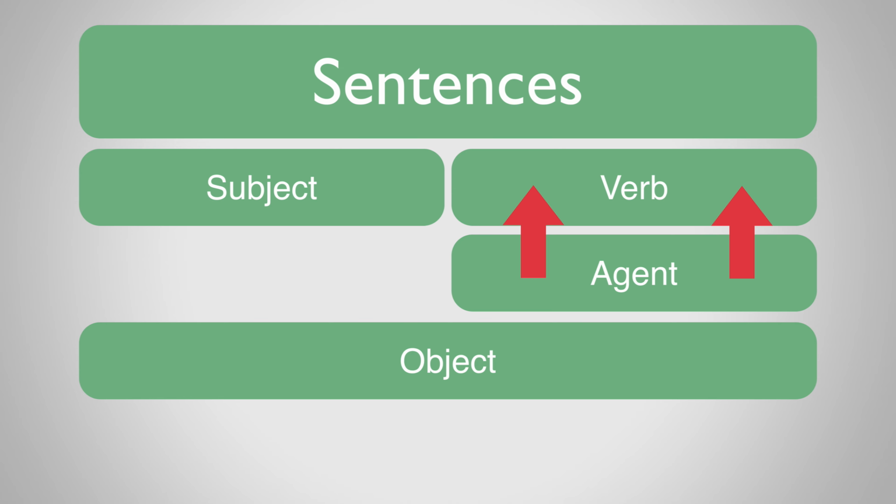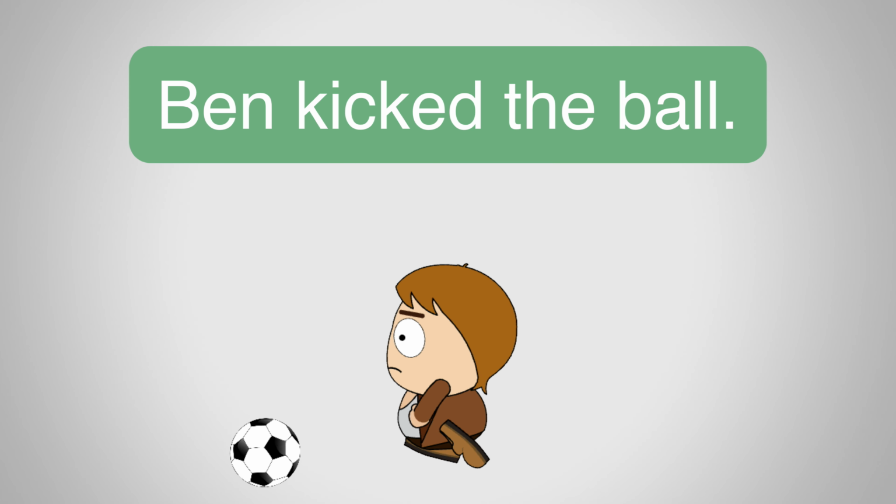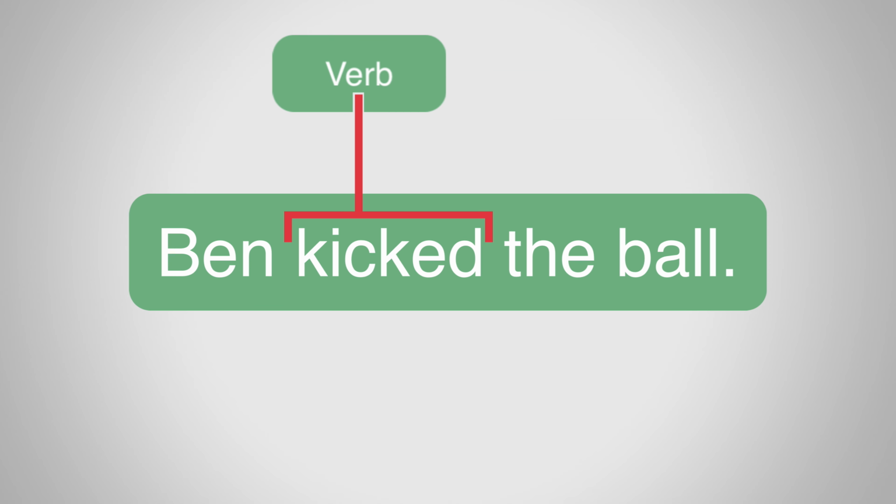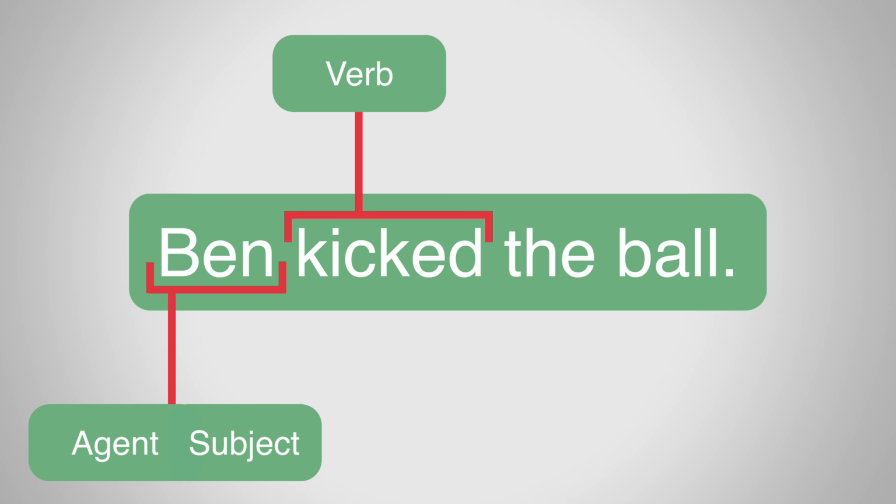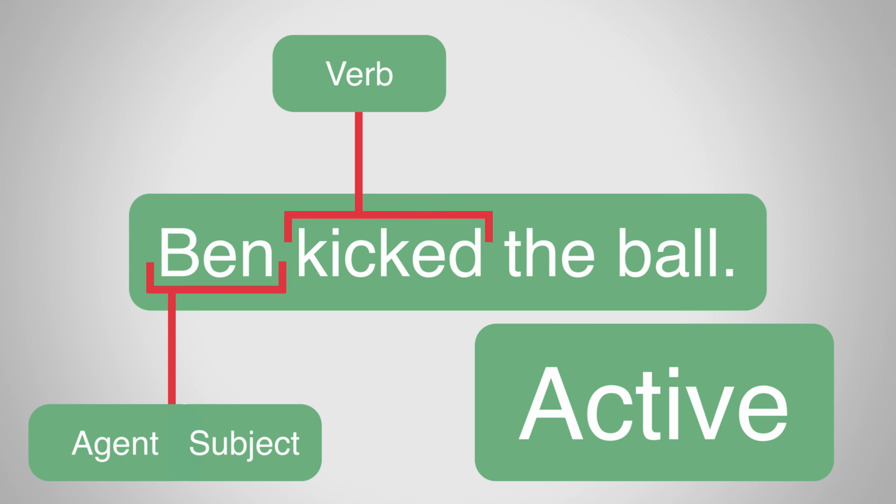Take a look at this sentence. Ben kicked the ball. The verb here is kicked, and the agent, the one who kicked the ball, is Ben. Ben is also the subject. Remember, the subject comes before the verb, and the subject is what the sentence is about. What we're looking at here is known as an active sentence, or we could say it's written in the active voice. So what exactly is an active sentence, and how do we spot them?